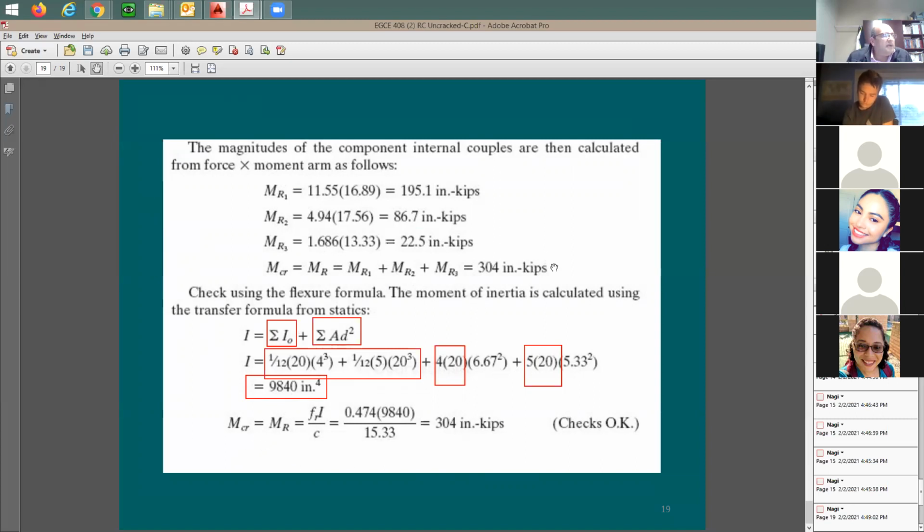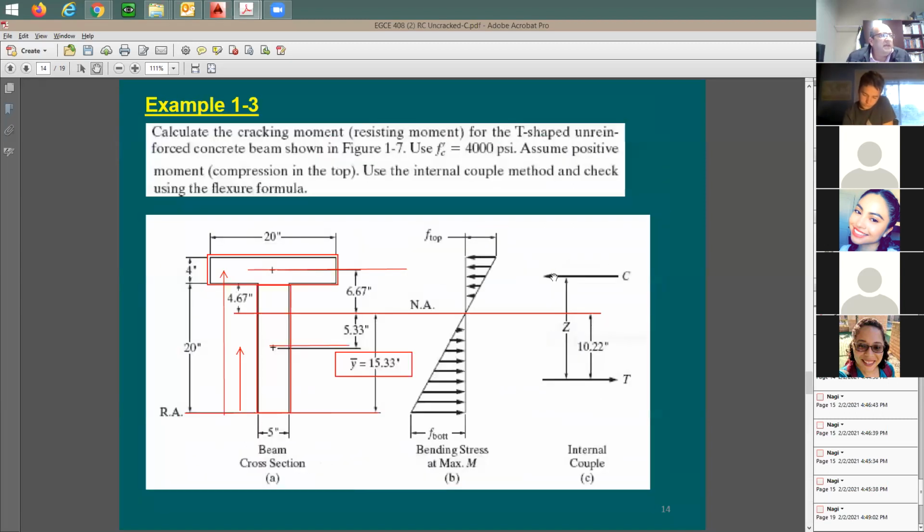Let me go back here. I'm going to go back to this slide and see exactly what they're asking for. They say use the internal couple method first and then check using the Flexural Formula. I said, okay. So actually for the couple method, I don't really need the moment of inertia, but I need it for the Flexural Formula. That's why I just continued and did it.